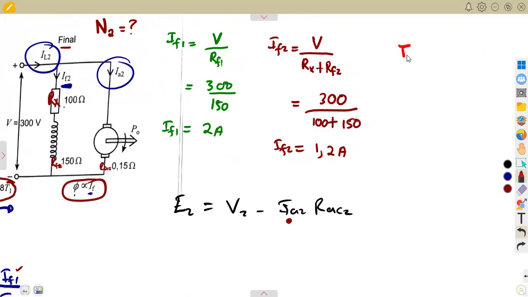So this is our formula: T1 over T2 is equal to K times flux 1, which is proportional to the field current, times the armature current 1, over the field current 2 times the armature current 2. This time, these field currents are different. They're not the same, so you cannot cancel them. They're different: 2 amps, 1,2.